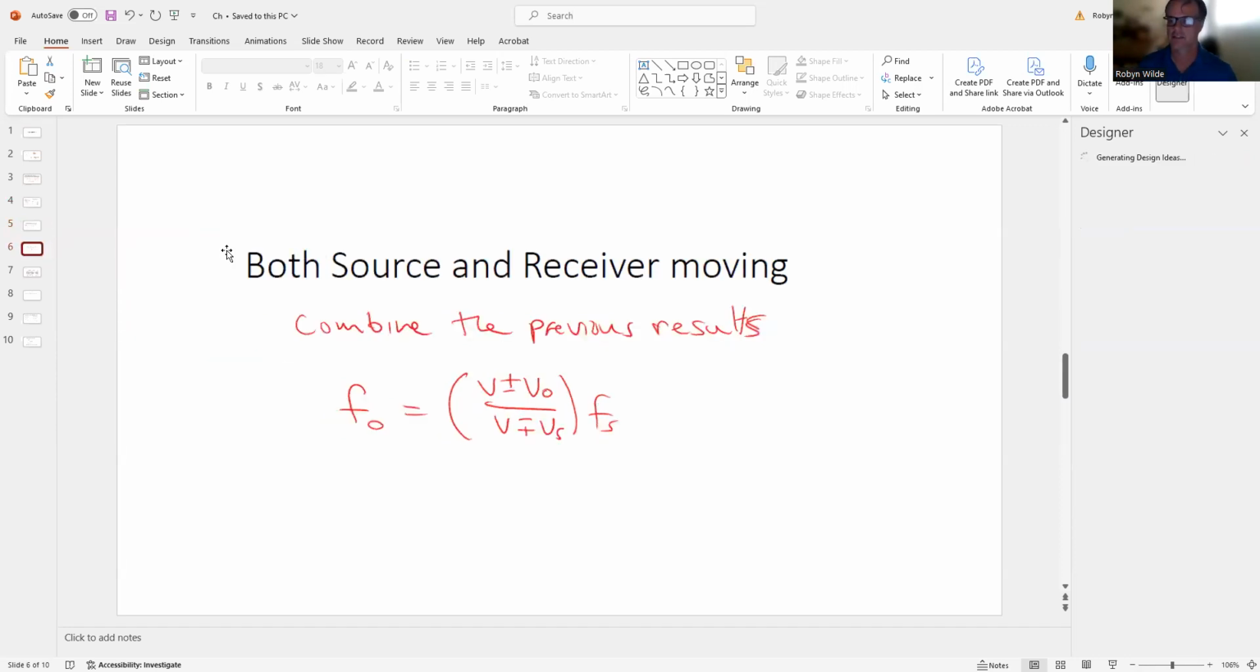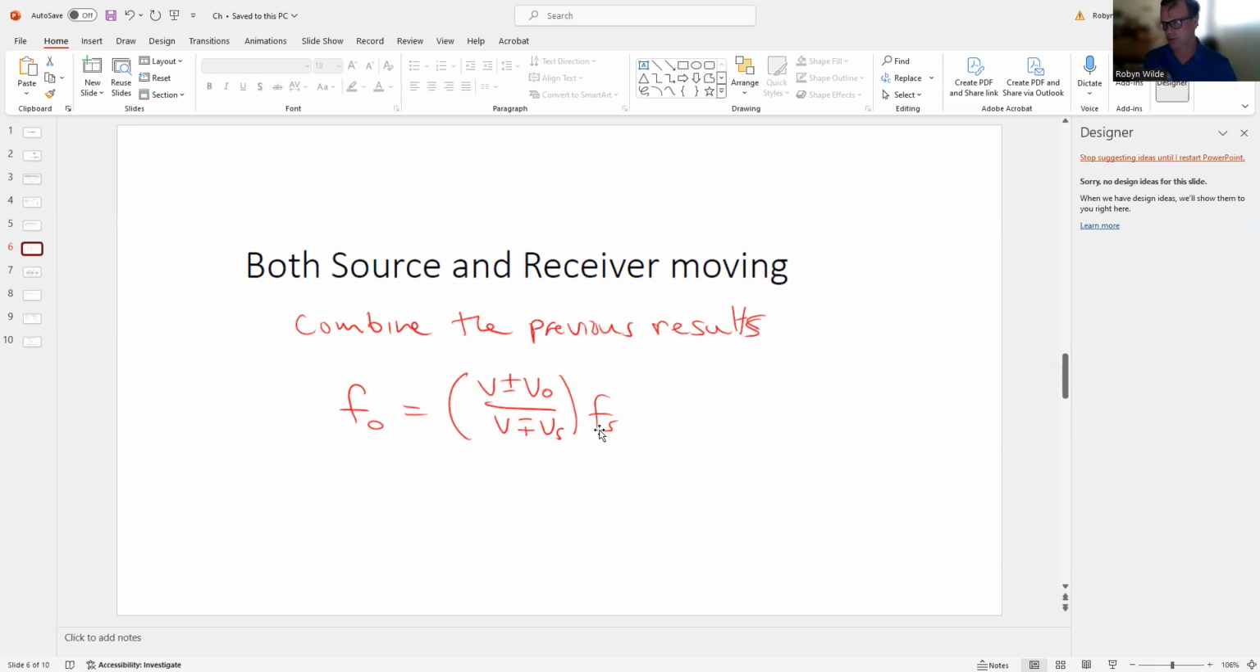Now, the next case would be, well, what if both are moving at the same time? So there is nothing that's zero velocity, right? The observer and the source are both moving. We just kind of combine the previous results. So this is our general Doppler shift equation. The frequency of the observer is v plus or minus the observer speed over v minus or plus the source speed times the source frequency.